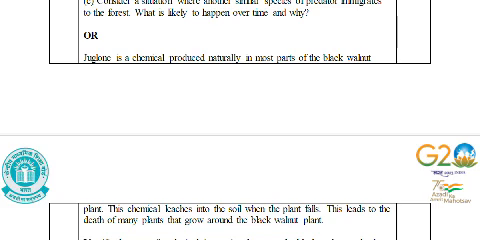It is called amensalism because the black walnut, by producing the chemical, neither benefits nor has any problem happen to it because of that chemical. But it is at the same time destroying the plants around it. So this kind of interaction is called amensalism.